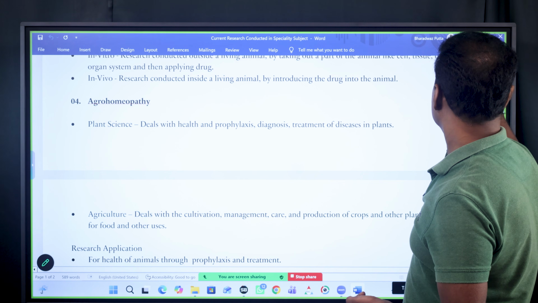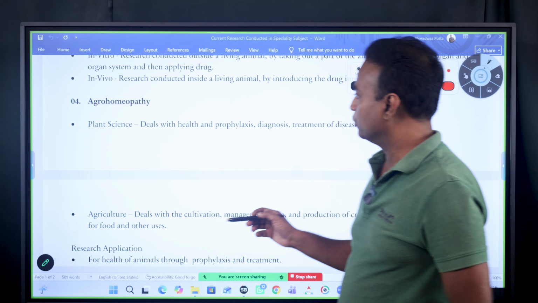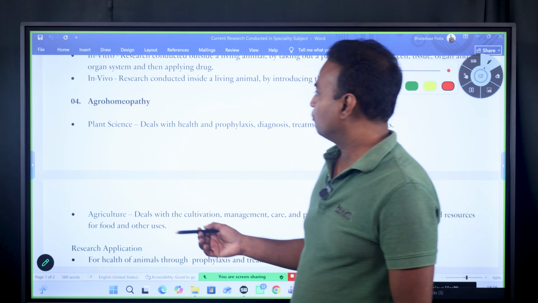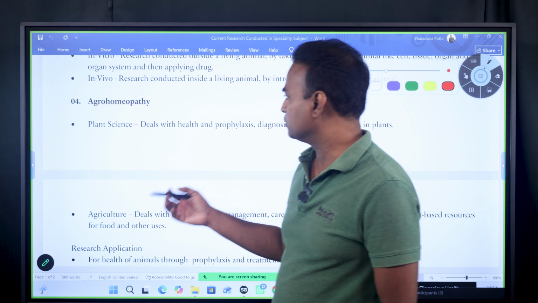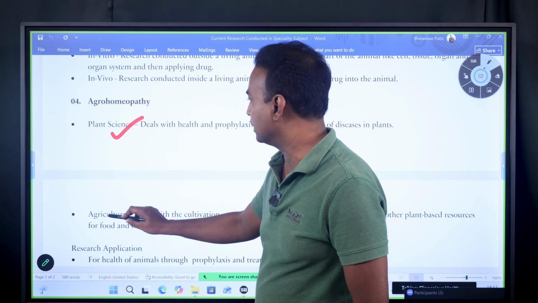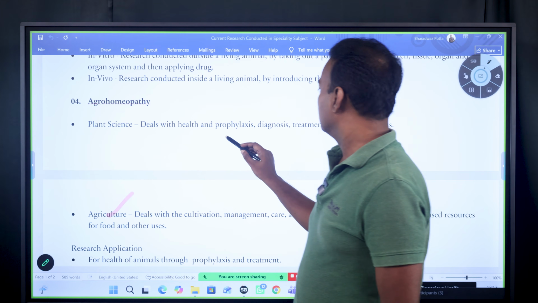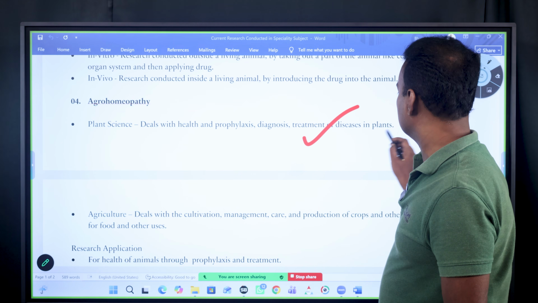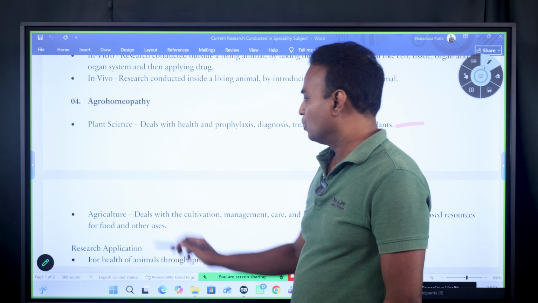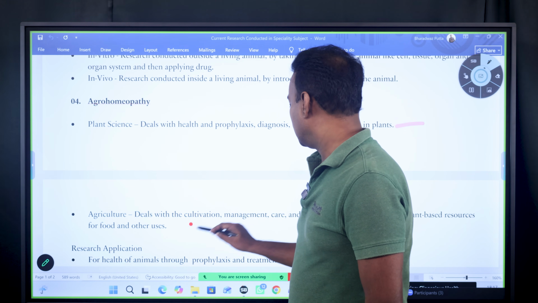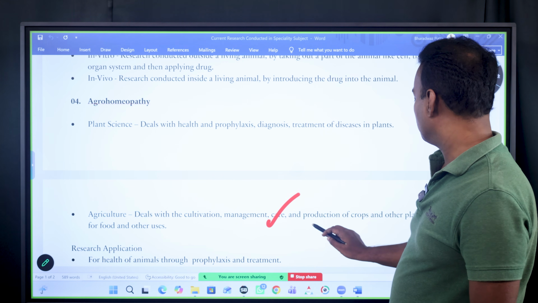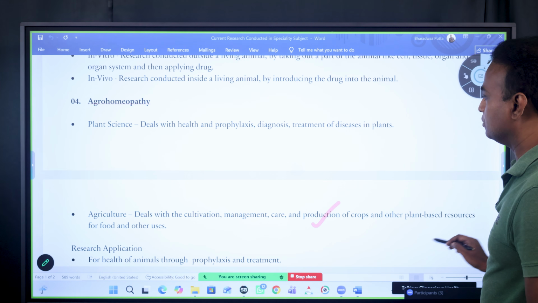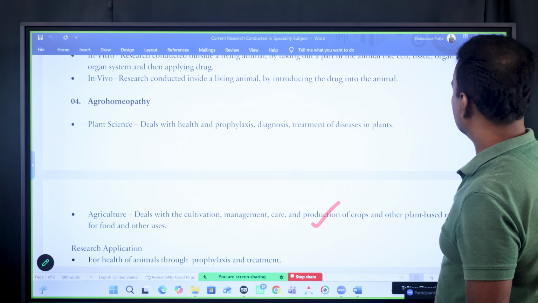Next important thing is agrohomeopathy. Agrohomeopathy is growing very rapidly. Basically, what is agrohomeopathy? We need to understand two things: what is plant science and agriculture? Plant science deals with prophylaxis of the disease, diagnosis of the disease, and treatment of the disease in plants. That is plant science. What is agriculture? It deals with cultivation, management, care, and production of crops and other plant-based resources. This is known as agriculture.